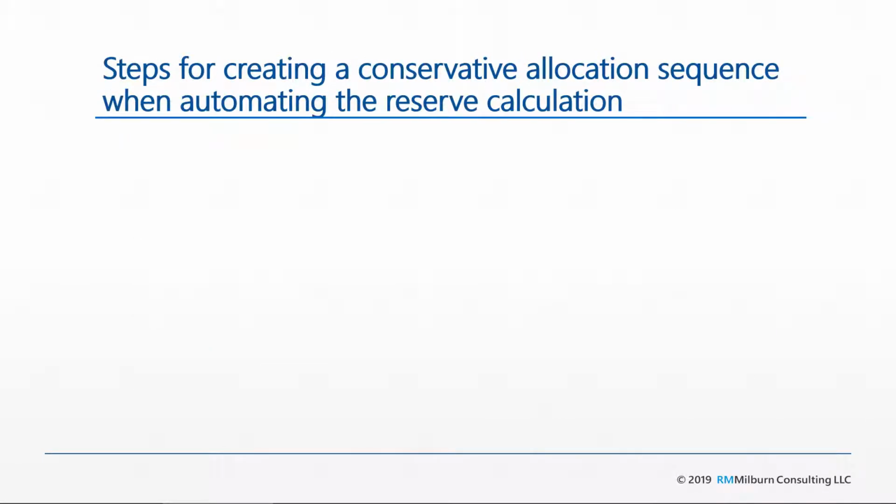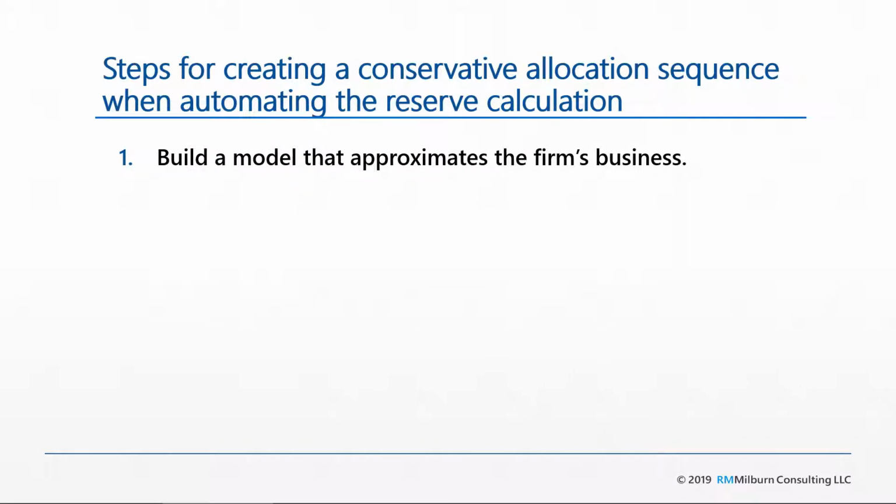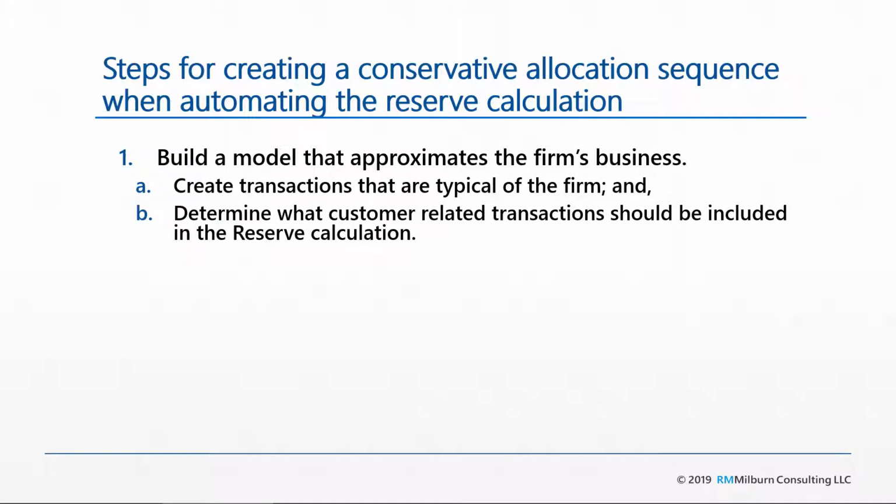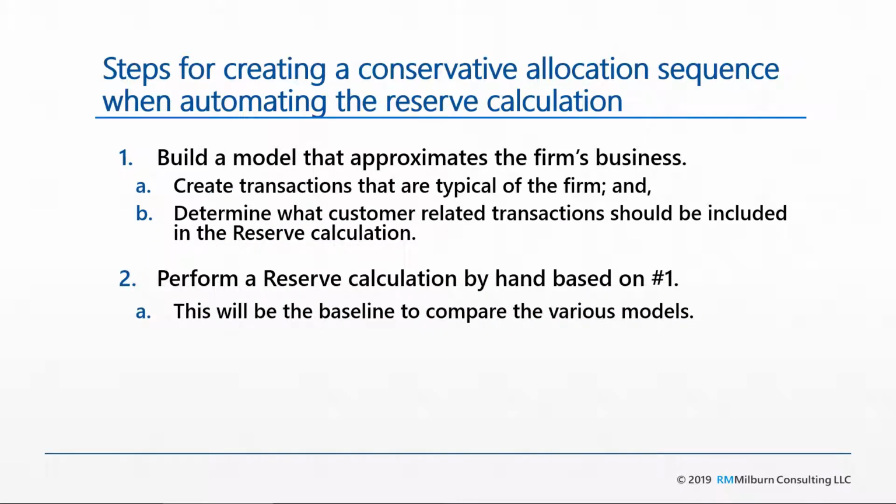When you're working to automate your reserve calculation by doing a securities allocation program, you want to create a model. And what you're going to do with that model is you're going to approximate the firm's business. And within that model, you're going to create transactions that are typical of the firm. And you're going to determine which customer-related transactions should be included in the reserve calculation. Once you've done that, you're going to perform a reserve calculation by hand based on what you've done in number 1. And this will be the baseline to compare the various models.